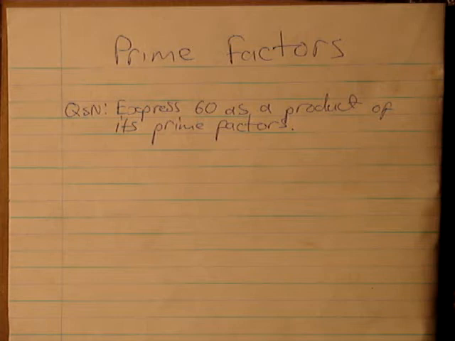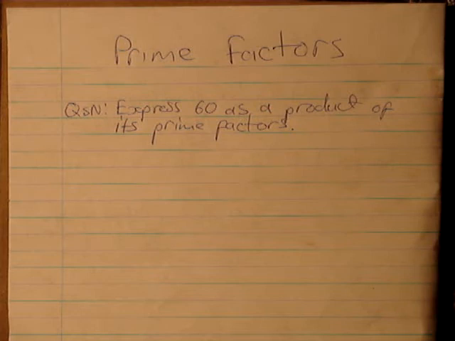Now, any positive integer can be written as a product of its prime factors. That may sound confusing, but all it means is that you can break up any number into a multiplication of prime numbers, and it's easy to do with prime factor trees. Don't forget that 1 is not a prime number, so we don't put it into our factor tree.